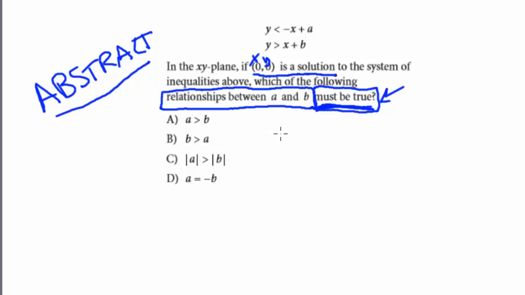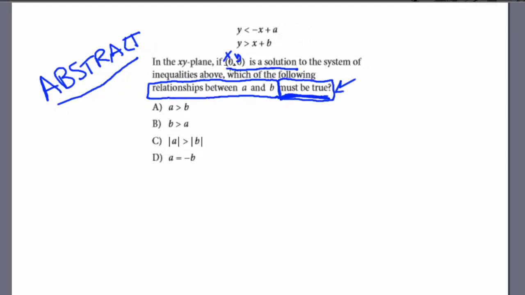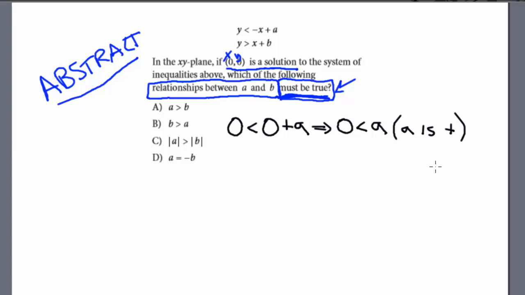Our first inequality is y is less than -x plus a. If y is 0 and x is 0, let's just plug those in. It would look like 0 is less than -0, which is just 0, plus a. This is nothing more than saying that 0 is less than a. We could go even further and say, what does it mean if 0 is less than a number? It means that a is a positive number.